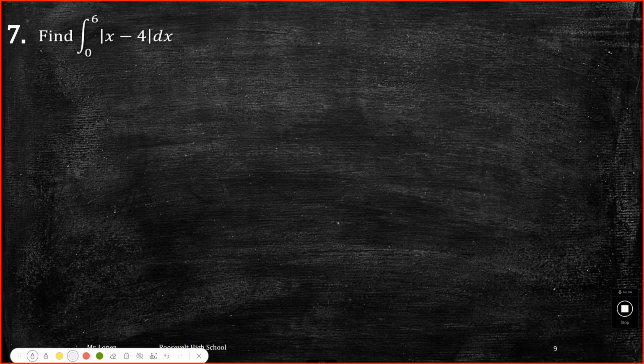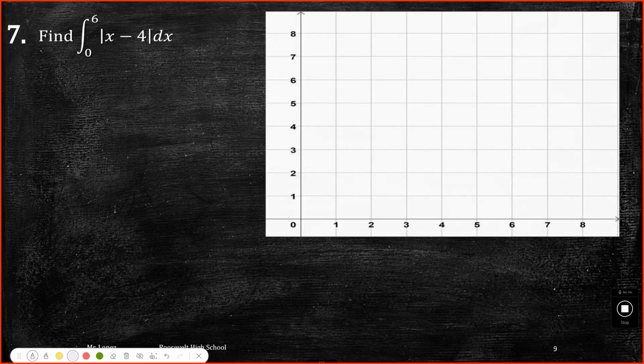Who got it? What do you think you're gonna do? Graph it? No, you have to graph it. How does x minus 4, what does the absolute value look like? It'll be shifted to the right 4. So go here. I guess I have like this here.